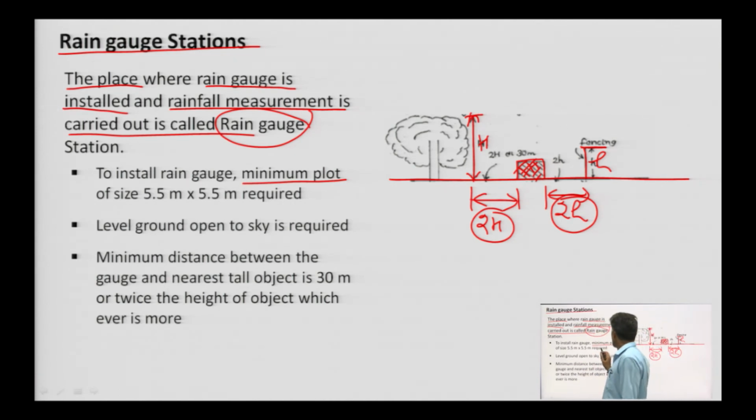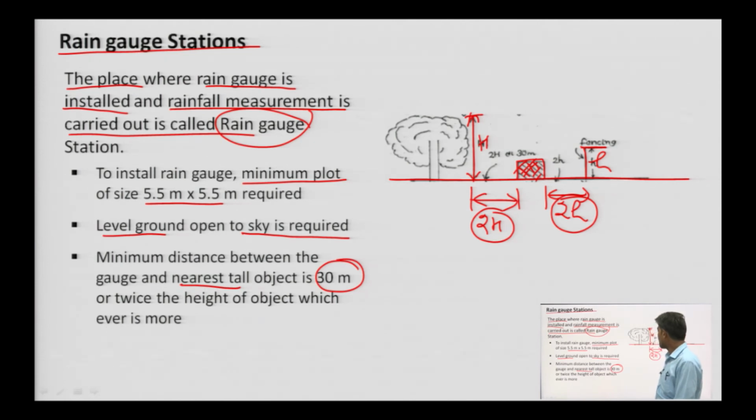The second thing is the minimum plot size, which is 5.5 meter into 5.5 meter. That is the area required. Level ground open to the sky is required, and the minimum distance between the gauge and the nearest tall object is 30 meter. For this, the distance is 2h or 30 meter on both sides.